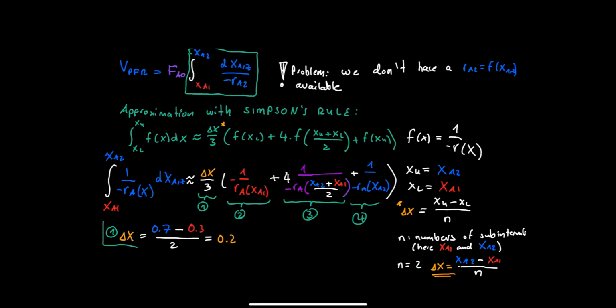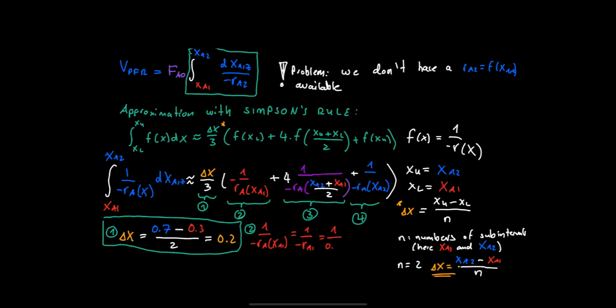So here we have determined delta x. So for the second term, 1 divided by negative Ra as a function of conversion A1. This is 1 divided by negative Ra1, which is given by the task, which is 1 divided by 0.0086 mole per liter second. And this is around 116 liter second per mole. So we have determined the second term.